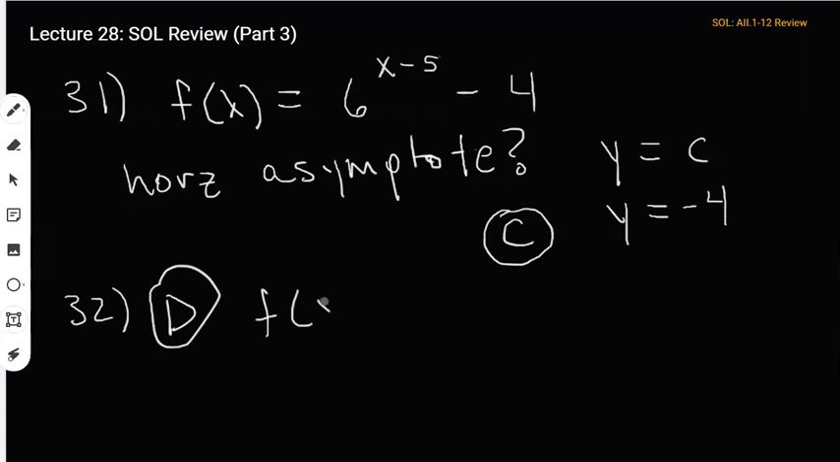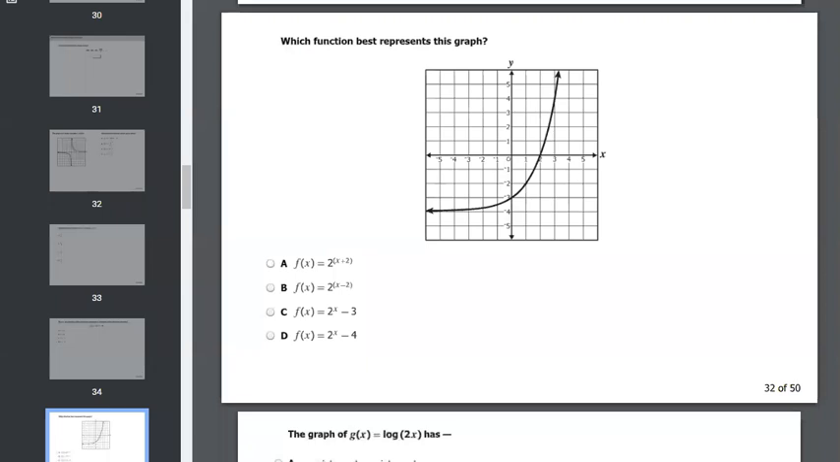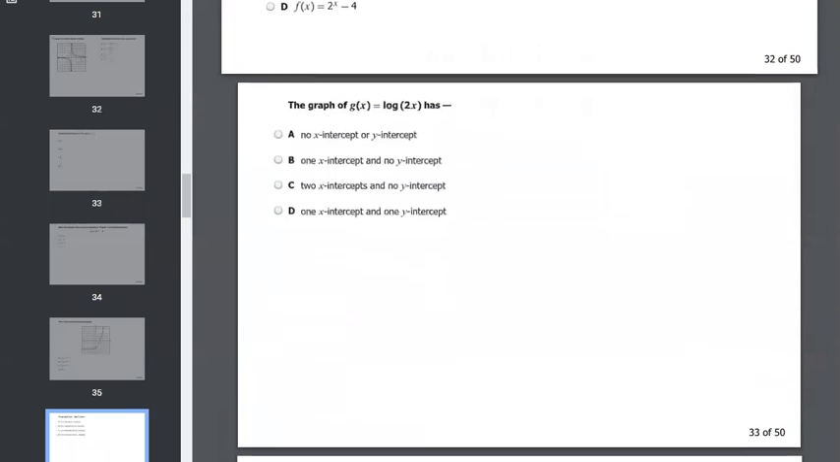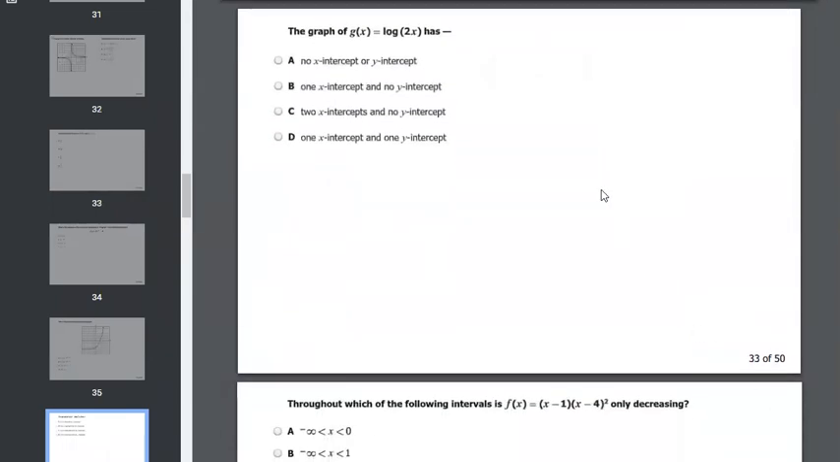F of x is equal to 2 to the x power minus 4. I think. Was that the right function? Yes. So the answer is going to be D for 32. That one's pretty easy. And if you want to check it, you could just graph it on Desmos.